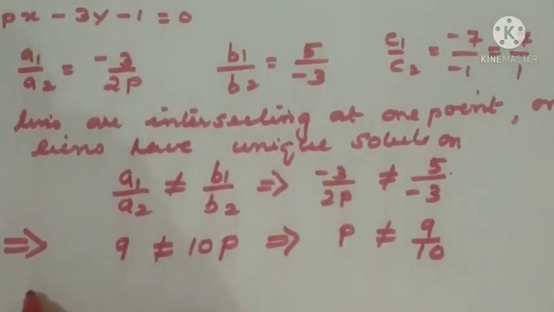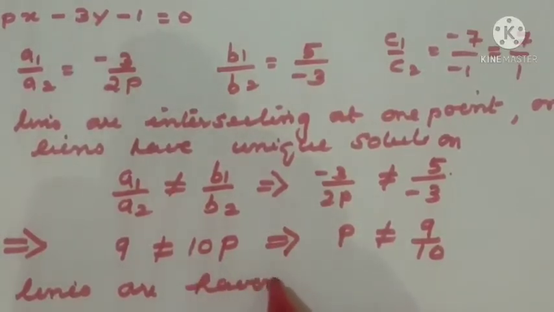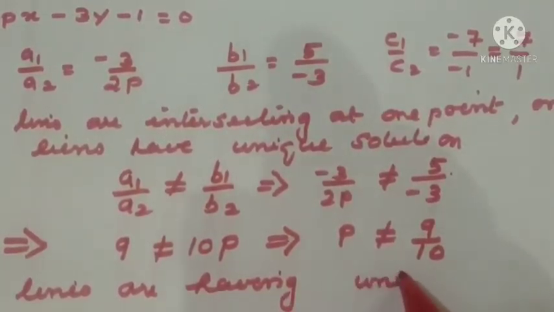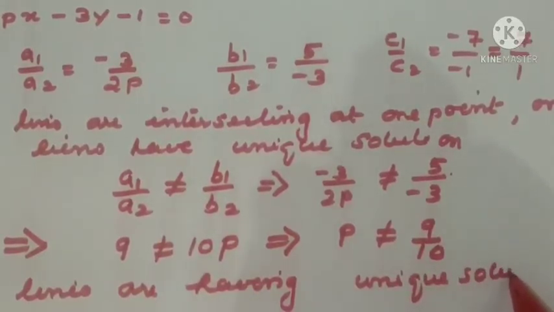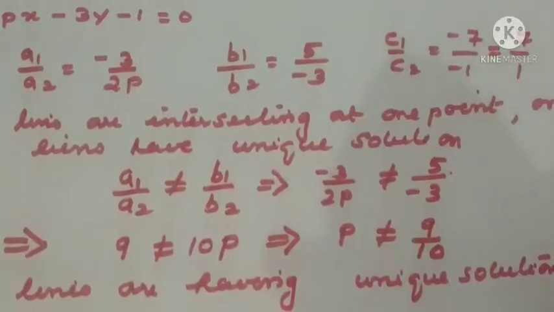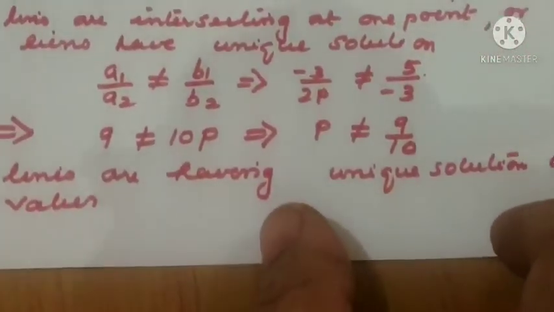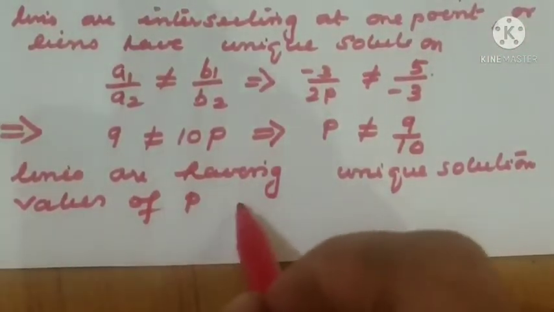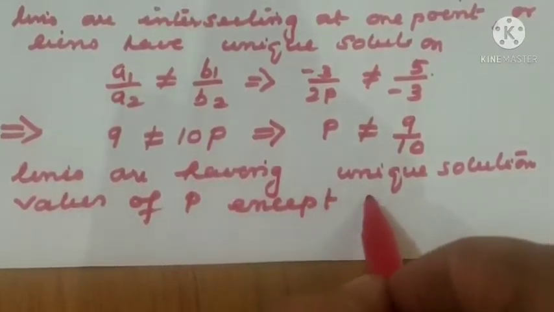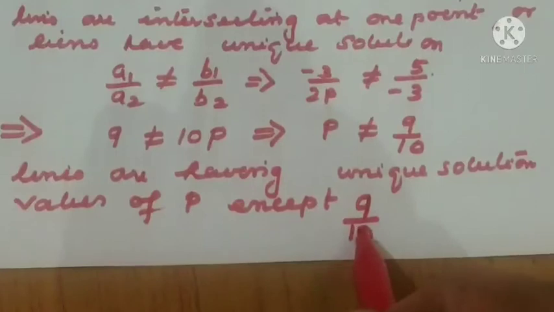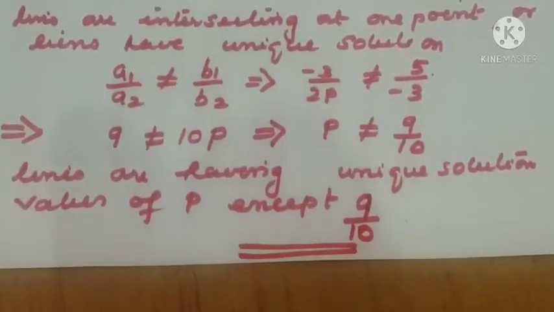So what will we write? Lines are having a unique solution for all the values of p except 9 by 10. So we got the unique solution. Now question number 3 is also completed.